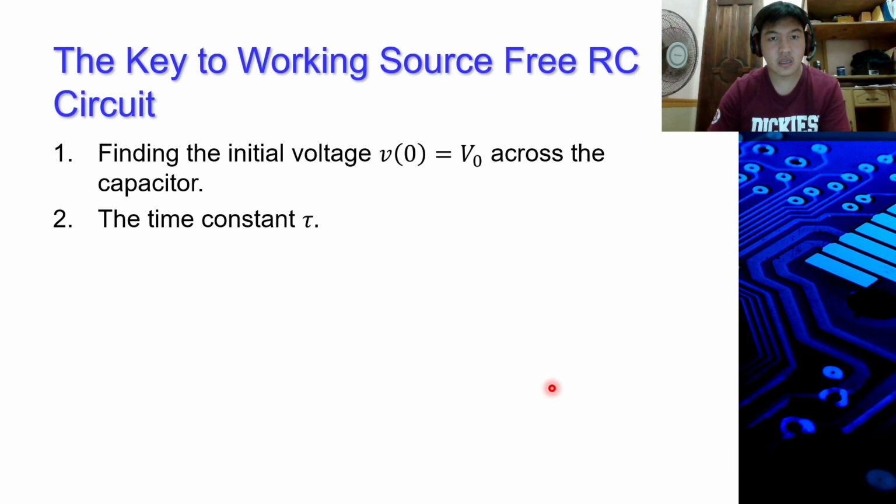The key to working a source-free RC circuit: number 1, finding the initial voltage V of 0 equal to V naught across the capacitor, and the time constant tau.